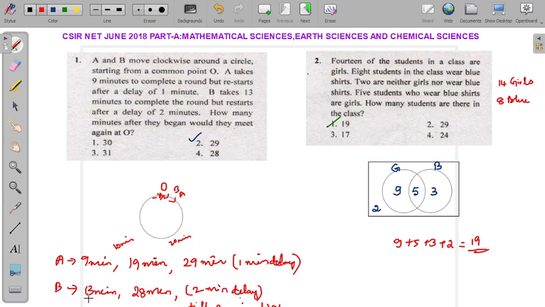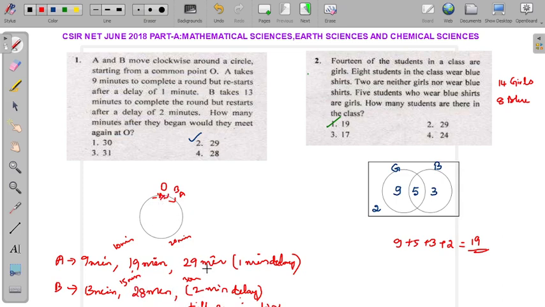Similarly for B, initially B takes 13 minutes to complete a round, then B takes 2 minutes rest, so total 15 minutes here. Then 15 plus 13 to complete the second round, 28 minutes. Then again 2 minutes rest, so from there 30 minutes, 30 plus 13, 43 minutes, and it goes on. Now B reaches the point O at the second round at 28 minutes.